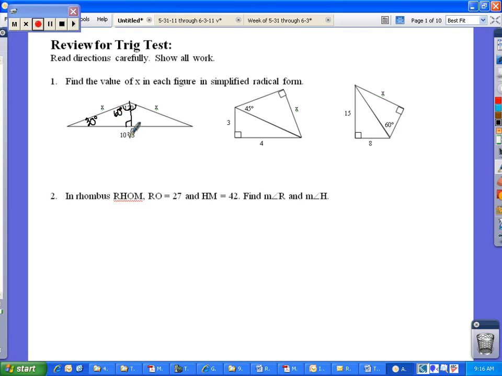Now, with that being said, if this whole side is 10 root 3, I know that half of it is going to be 5 root 3. So that's going to be 5 root 3, and this is going to be 5 root 3. And now it's just a matter of solving this 30, 60, 90 triangle.